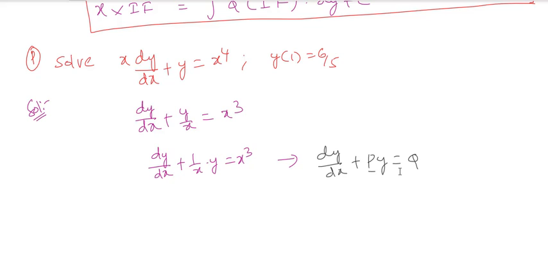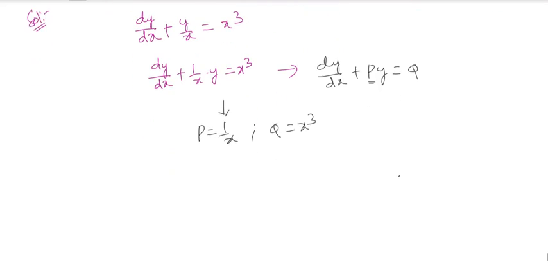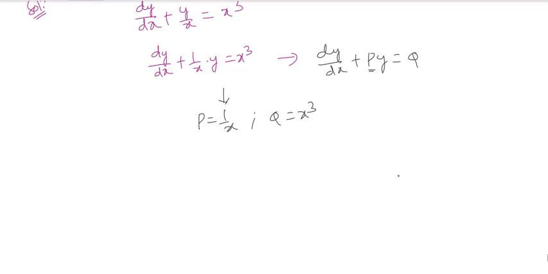So if I compare this, the value of p is 1/x, and the value of q will be x^3. Now you have to take your integrating factor. So how will we calculate the integrating factor? The integrating factor will be e to the power of integral p dx.